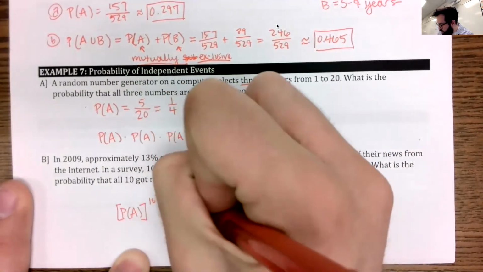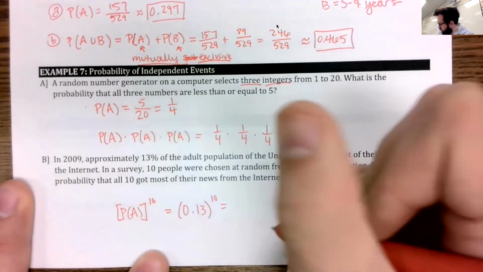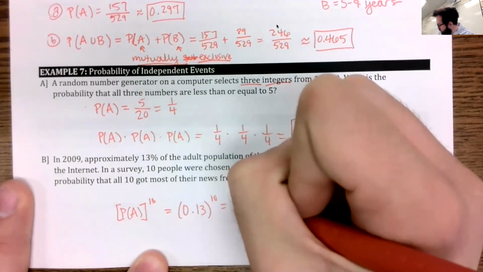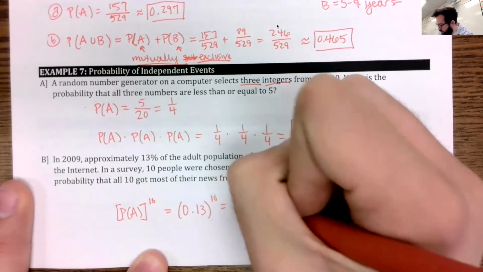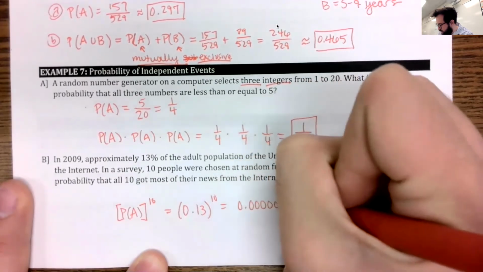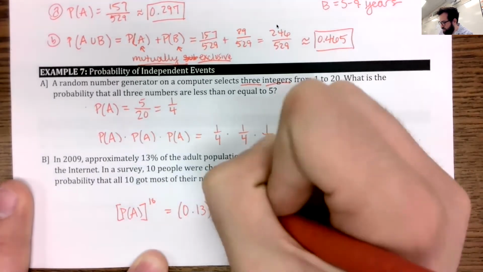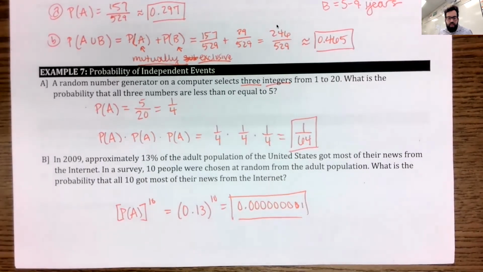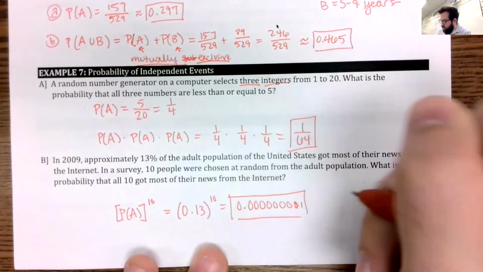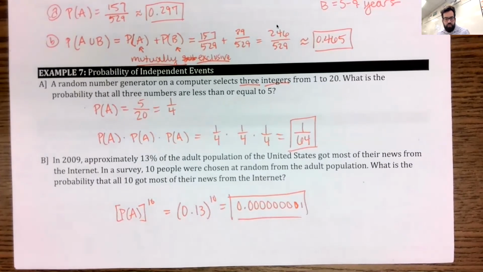So it'll be 0.13 to the 10th, which is going to be a really small number. It's a point and then 8 zeros and a 1. So really low. That was in 2009. I would guess that number's probably a little bit higher today, but I don't know.